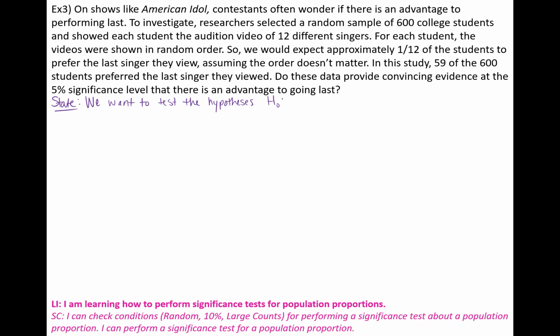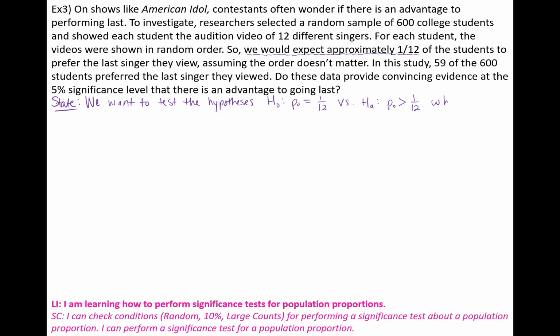So I would say H naught is that according to this, what we would expect is that approximately 1/12 would prefer the last student. That is going to be our proportion, or our p naught is equal to 1/12. Versus the alternative is that what we're trying to prove is that there is an advantage to going last. So that would mean that the proportion that prefer the last person would be greater than 1/12.